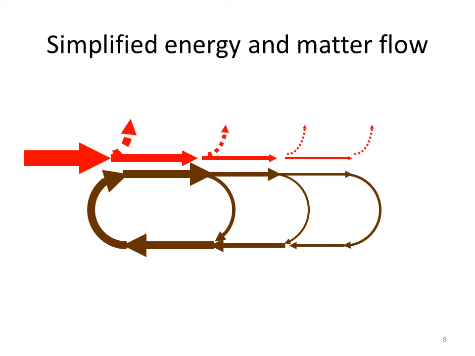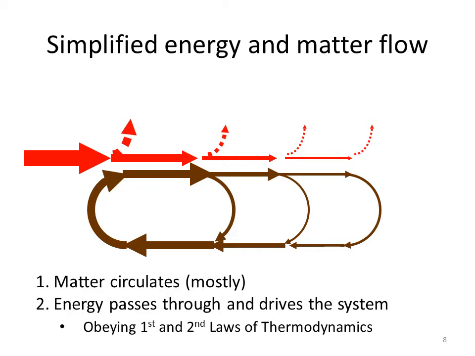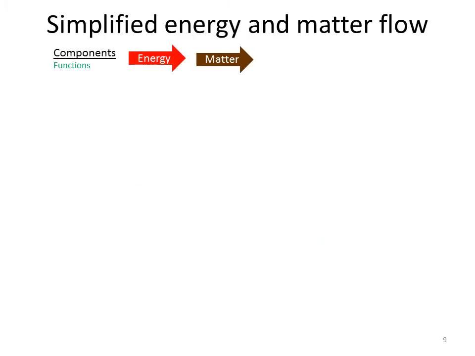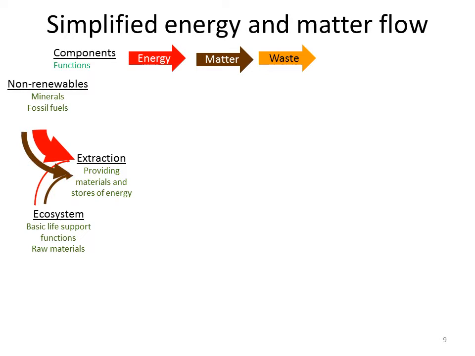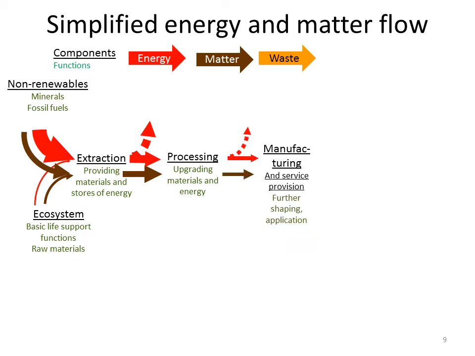We can also show the economy in a slightly different format. Start by revisiting the stylized diagram of an ecosystem with matter circulating and energy passing through, driving the system. We can modify that by including flows of waste. Then we have our sources of non-renewable resources and ecosystems supplying renewables. The extractive part of the economy goes and gets both types of resources and pulls them into the economy. It passes them to the processing part of the economy, which upgrades them, and then passes them along to manufacturers, which turn them into finished goods.